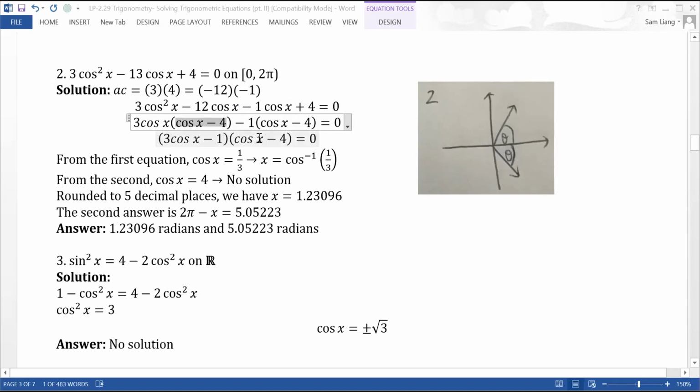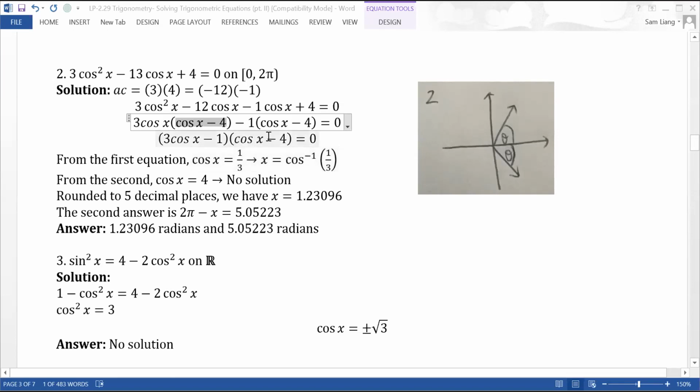Okay. Then at this point, you can use the zero product property. For the first equation, you get cosine x is 1/3, and that'll be x equals arc cosine of 1/3. So note at this point you have to use your calculator. 1/3 is not a common value for cosine, so we will use our calculator for that. But before I get to that, let me get to the second equation.